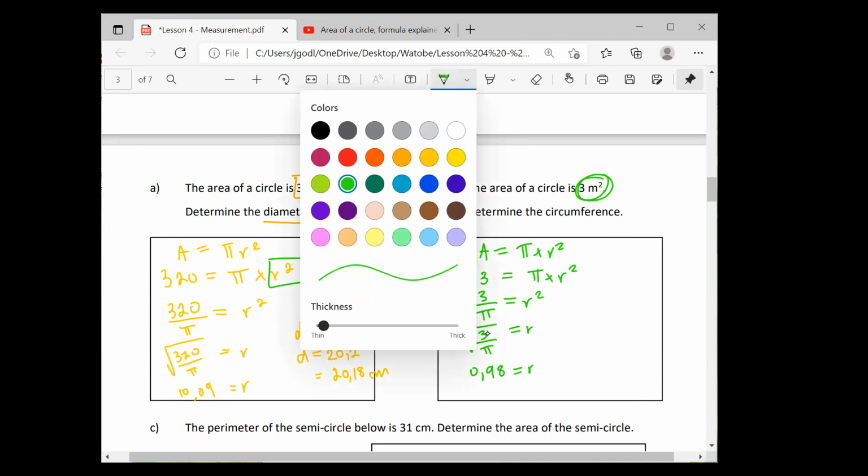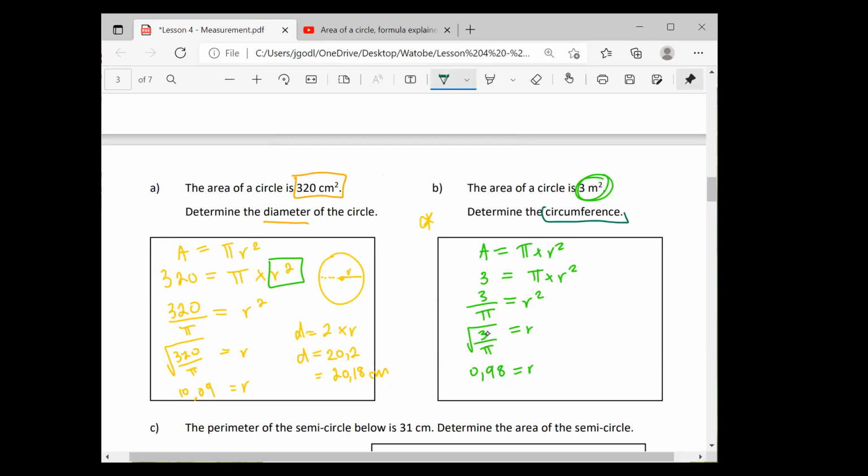Okay, but they don't want our radius. They want the circumference. And the circumference of a circle is 2 pi r, or 2 times radius times pi. So 2 times pi times 0.98, and that gives us 6.16 meters. Just meters. Well done. Look at that beautiful answer sitting there in the chat.